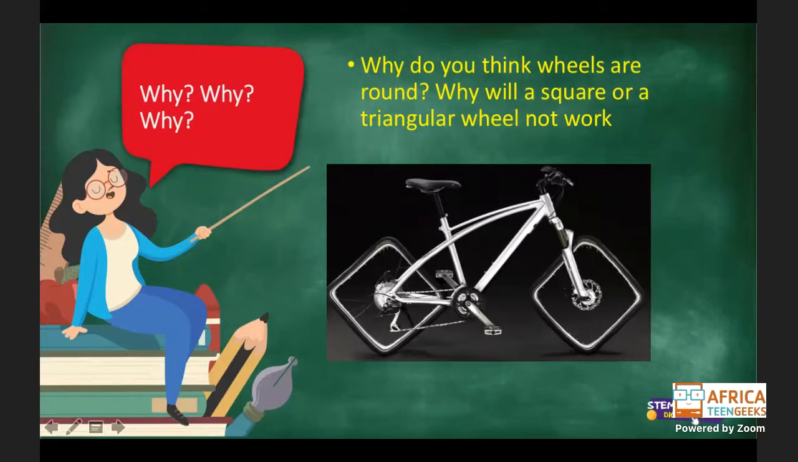Okay, Letsuko says, to go smooth. Okay, narrow corners will bump. Dando says, so that it's easy for the wheels to move smoothly, when it has round wheels. Okay, Buhle says wheels are round because it makes you move smoothly. Thank you so much, Yandi. Okay, because so it can move smoothly. Thank you so much, Mukoti.